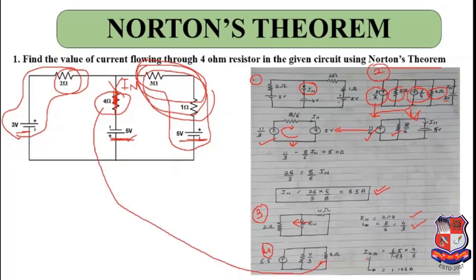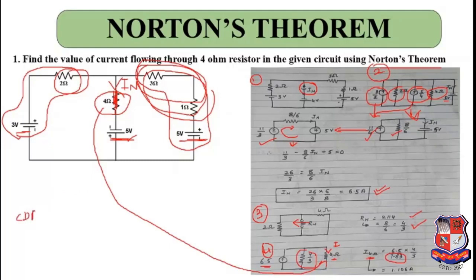So now you have to apply the current divider. If you want to find the current through 4 ohms, the current divider rule says that it will be equal to the total current, that is the source current 6.5 ampere, multiplied by the opposite branch resistance. So if you are finding for 4 ohms, the opposite branch resistance will be 4 by 3. So see here, 4 by 3 divided by this term. This term is nothing but the addition of 4 by 3 plus 4. Okay, so that is the current divider rule.